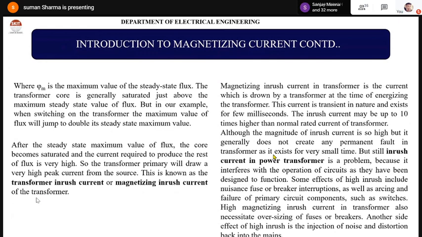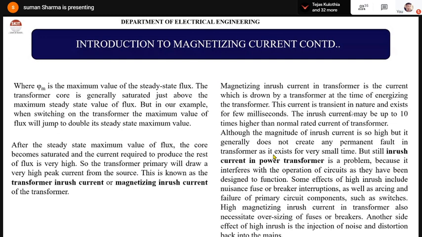The magnetizing inrush current is the current जिसका magnitude बहुत high होता है, 5 to 10 times the rated current, and it only occurs in the starting few cycles, of the order of milliseconds. It is transient in nature, it exists for a few milliseconds, and it is drawn by the transformer when we energize the transformer. That is when we are activating it, we are exciting it, we are giving the primary voltage. The inrush current can be up to 10 times higher than the normal rated current, because it consists of harmonic components along with the fundamental component.